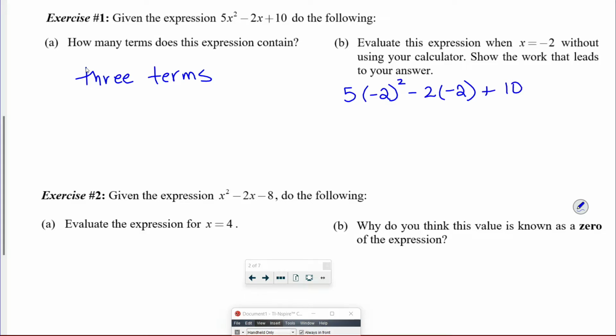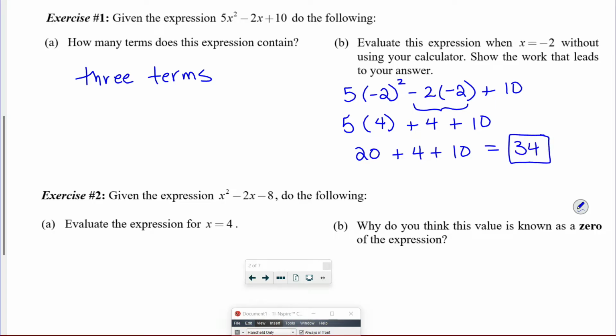Now, order of operations tells me I should square that negative 2 first, and a negative times a negative is a positive. I can also do negative 2 times negative 2 here, and I can get positive 4, and then I'll get plus 10. Now again, my order of operations says I should do that 5 times 4. That gives me 20, plus 4 plus 10, and now I can do 20 plus 4, 24 plus 10 gives me 34. All right.